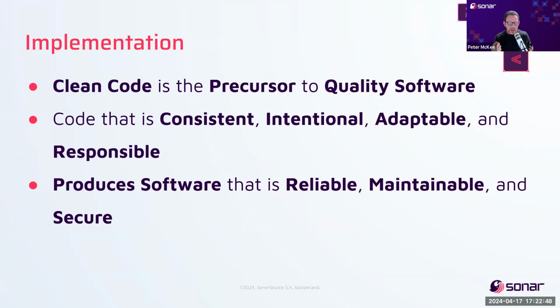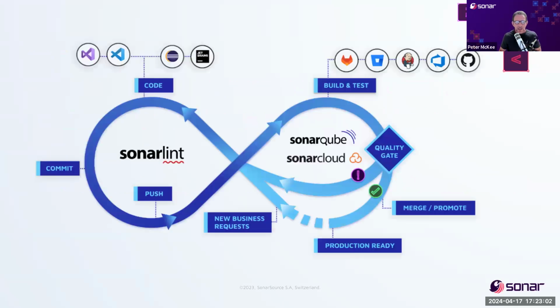And if you want to learn more about those, you can go up to our website and dig more into them. You can reach out to me, ask me questions about it. I'd love to talk about it more. So consistent, intentional, adaptable, and responsible. And that produces code that's reliable, maintainable, and secure, right? And this is what our business wants. And so how do we do that?